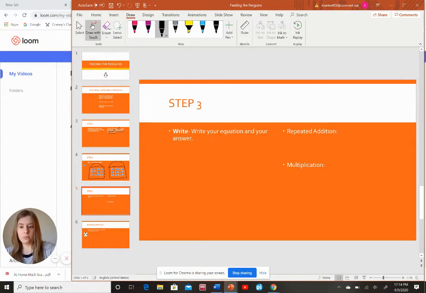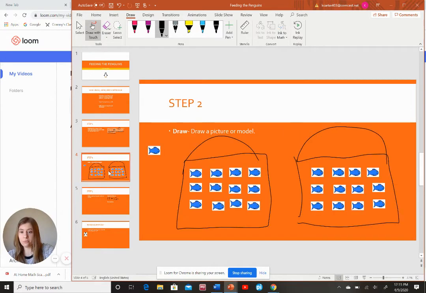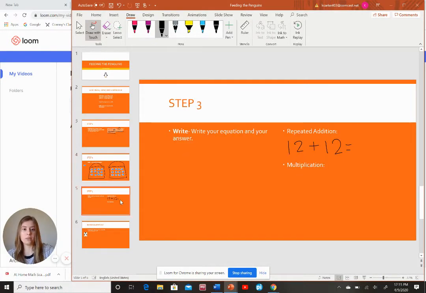I'm going to go ahead and write our equation. So we added 12 plus 12. And to find our answer, all we have to do is look back at our picture and count up how many fish we had total. Since I know there's 12 in this one, I'm just going to count up. So we had 12, 13, 14, 15, 16, 17, 18, 19, 20, 21, 22, 23, 24. So we had 24 fish total. So that's our repeated addition equation.